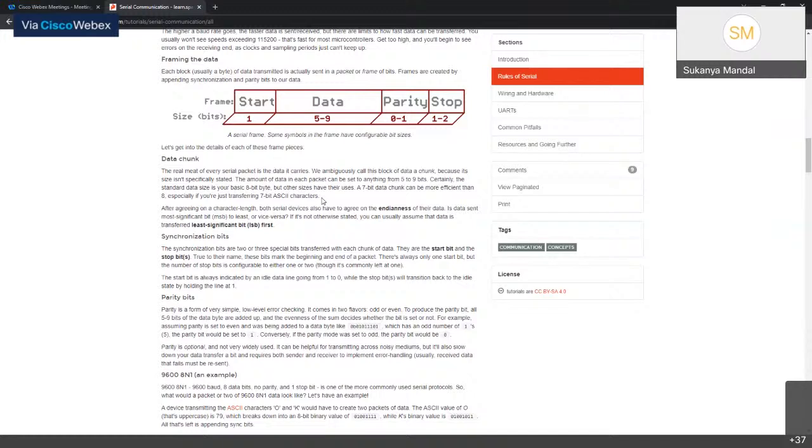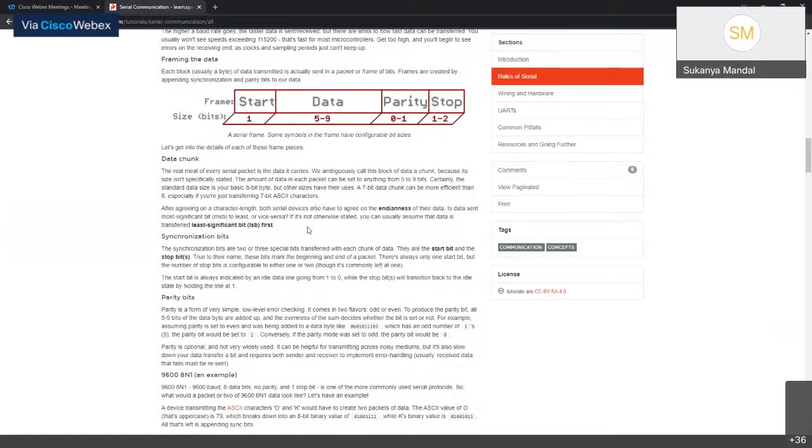So each block, usually known as a byte of data, is transmitted. Transmitted is actually sent in a packet or frame of bits. So in the case of internet modes of communication, data is transferred in the form of packets, and here data is transferred in the form of bits. Frames are created by appending synchronization and parity bits to our data. So it starts with 1 bit, then between 5 and 9 bits is the data, and then the parity bits, and then it stops.